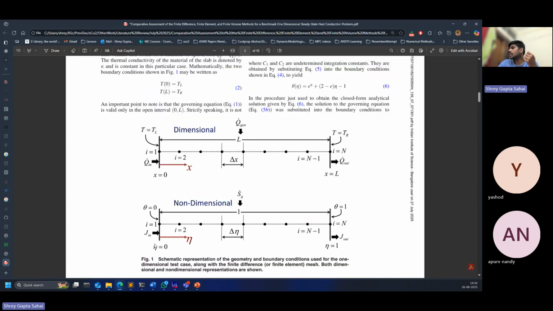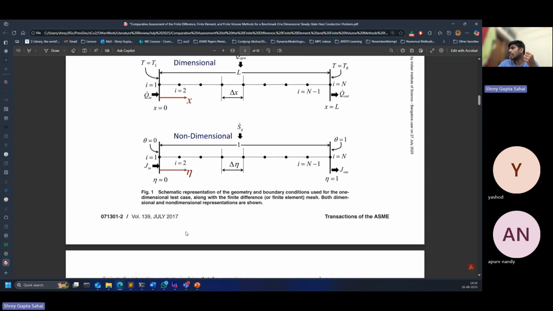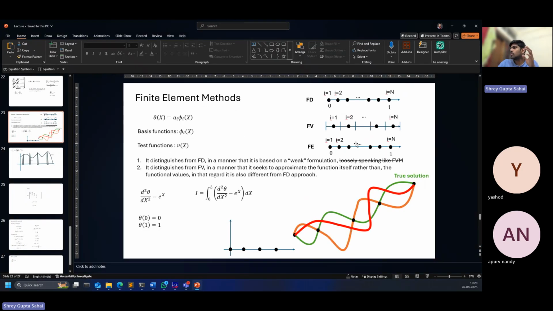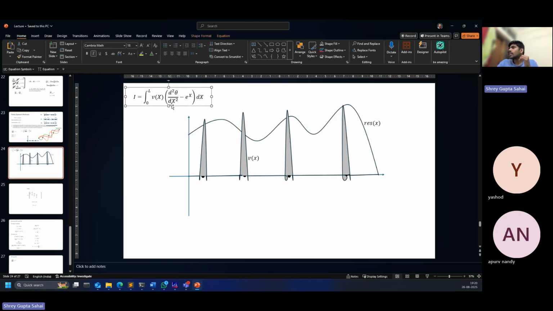Now how does an element look like? Obviously there has to be some elements there because it's a finite element method. I'll tell you where the element comes in, just bear with me for a few more minutes. This is the whole idea, trying to minimize the residue near a certain number of nodes.